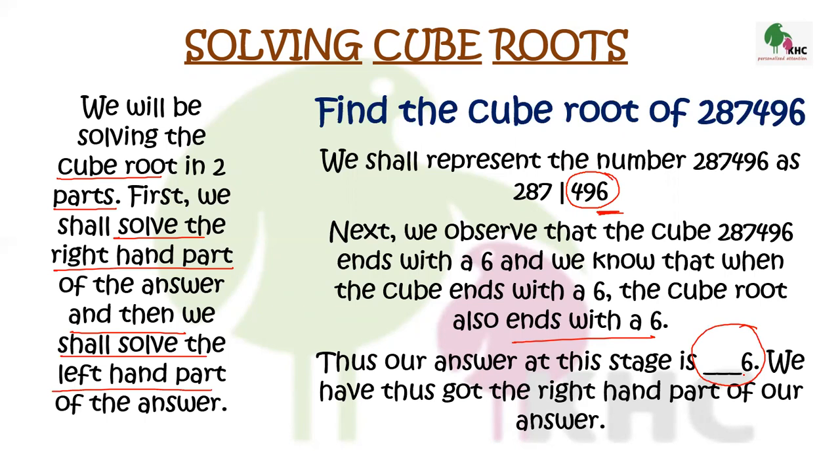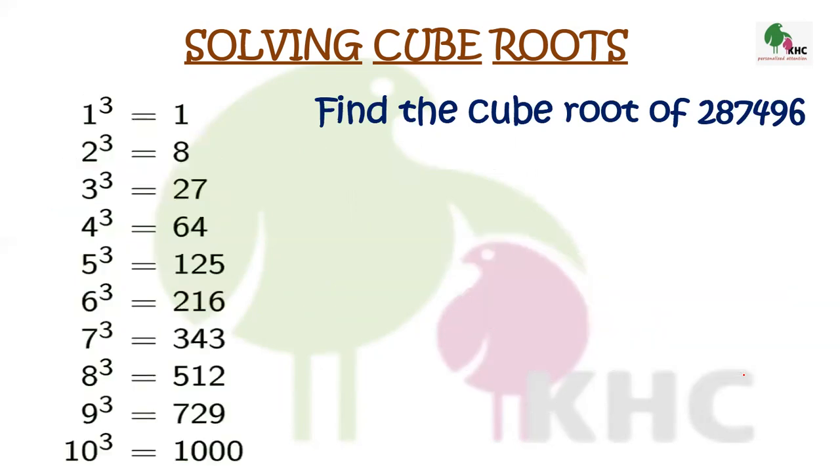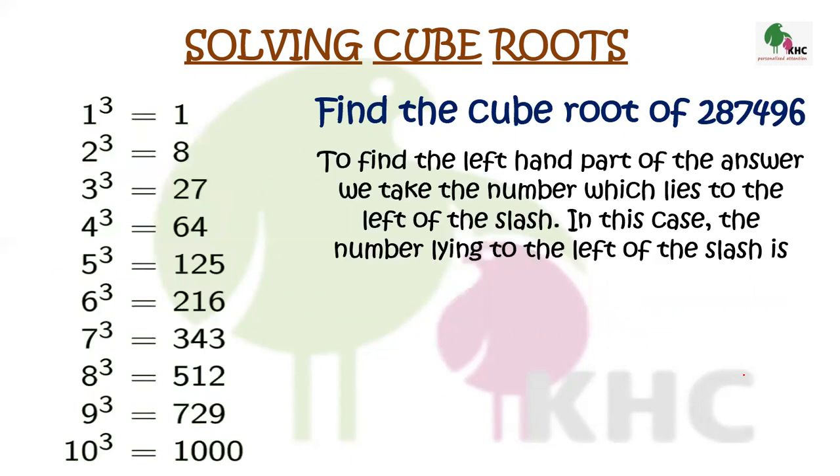On the right, we have 6. Now to find the left hand part of the answer, we take the number which lies to the left of the slash. As you had put a slash out here, now you focus on the next three digits.